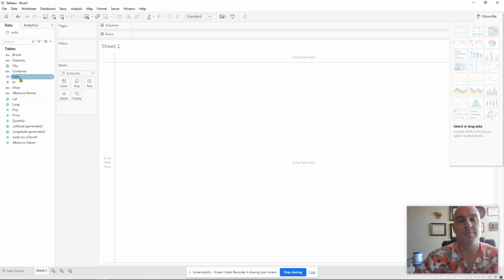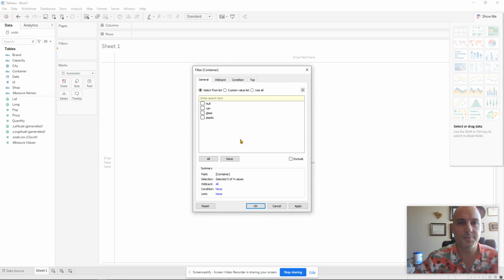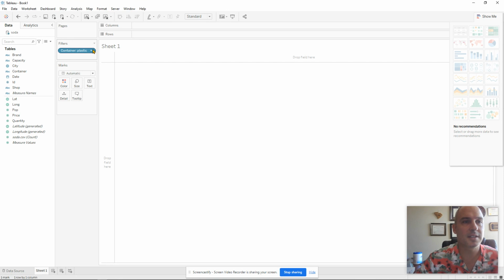So think about what defines the market. The marketplace is going to be defined by the brand, the container, and the geography. Right? That's what defines it. So let's take a look at that. So first off, what we want to do is actually just specify a market. So let's grab a container and we'll just pick on plastic. Okay, we'll pick on plastic. So we'll look at the plastic containers.